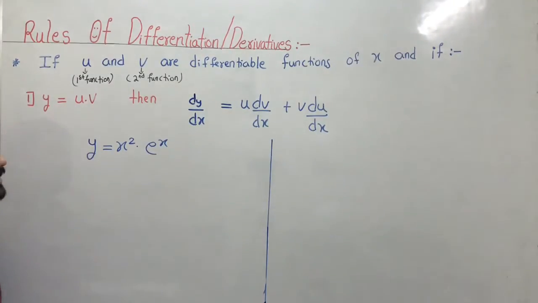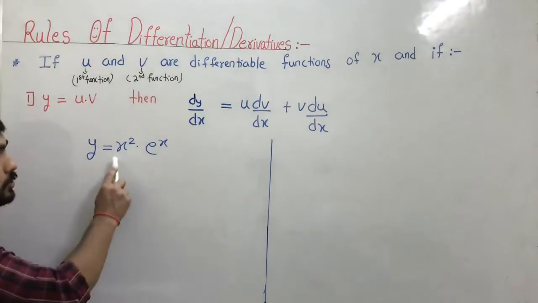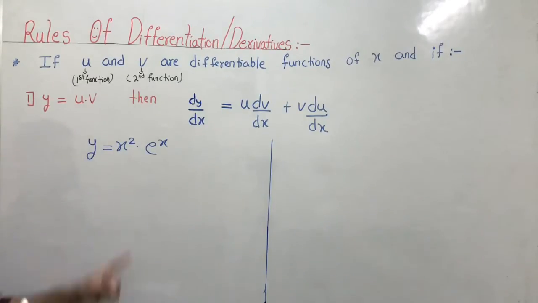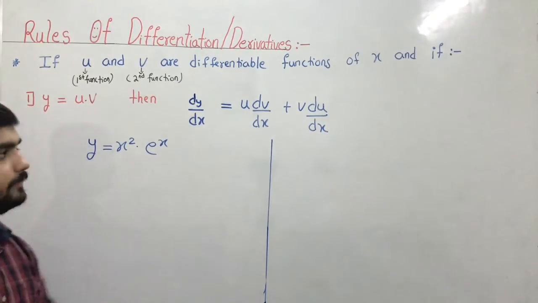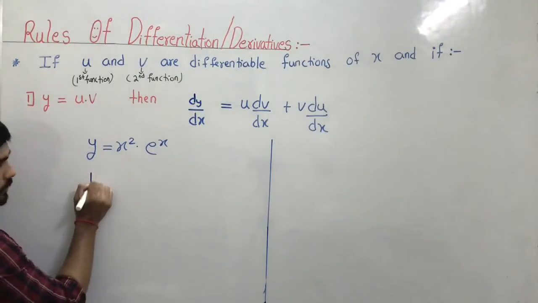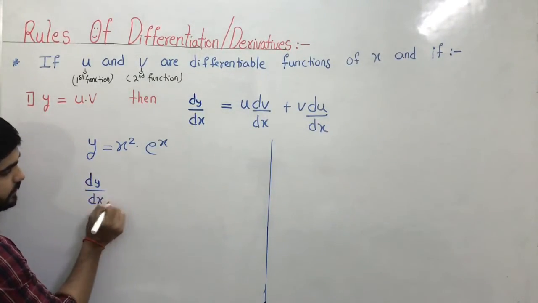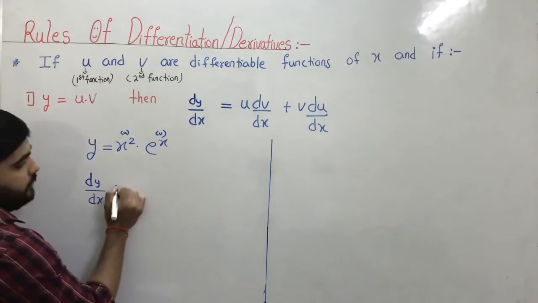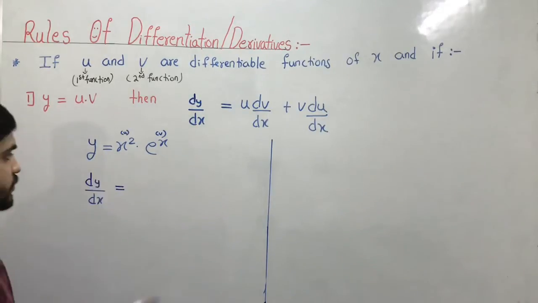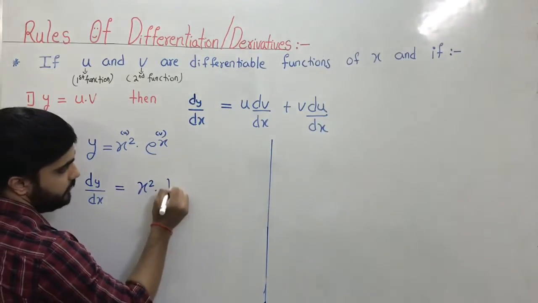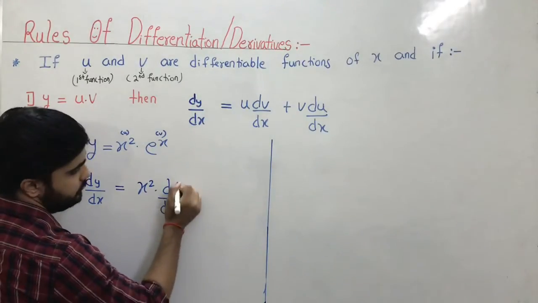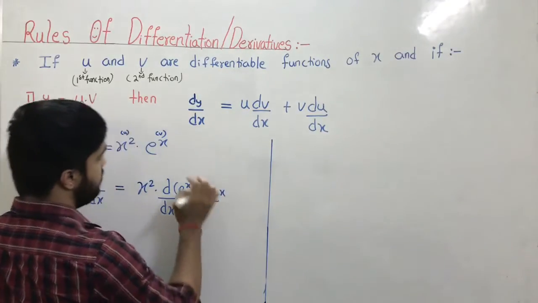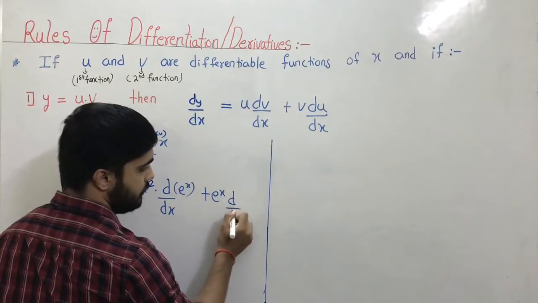So y is equal to x square into e raised to x. So two functions are in product. So we can call this as u and this as v, and we can apply this. Okay. So dy by dx. So if this is u and this is v, we can write as first function as it is, derivative of second, plus second function as it is, derivative of first.